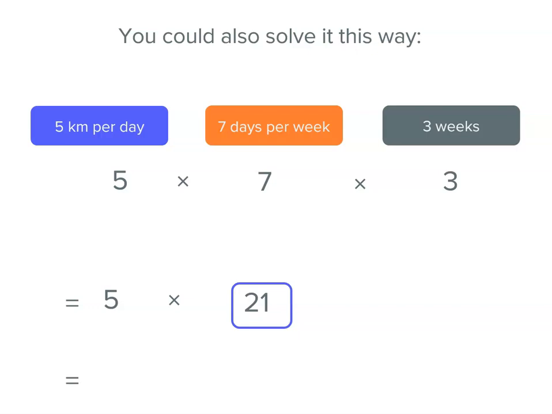So 5 times 20 is 100, and 5 times 1 is 5, so we get 105 kilometres over the whole 3 weeks. We get the same answer, but we just do it a slightly different way.